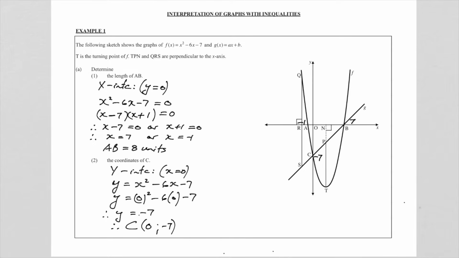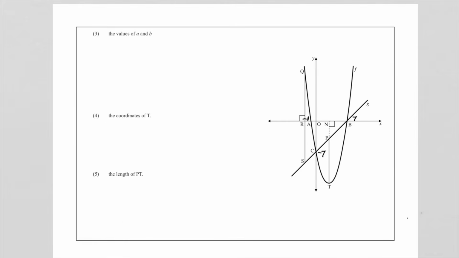Now, please take note, we have this point B, which is on the straight line graph, and that point B is the point (7, 0). And we also have point C, which we just calculated as (0, -7). So let's now go and find the values of a and b.